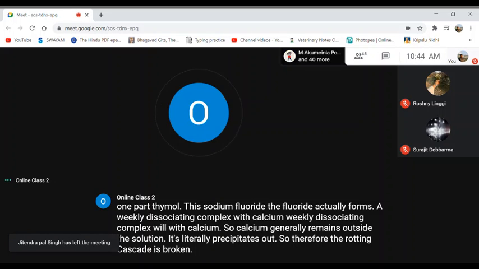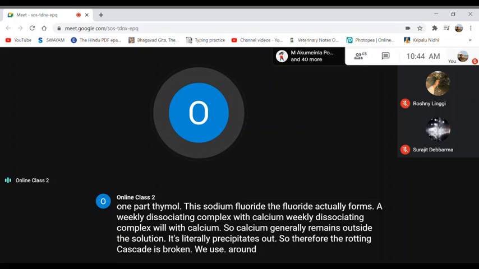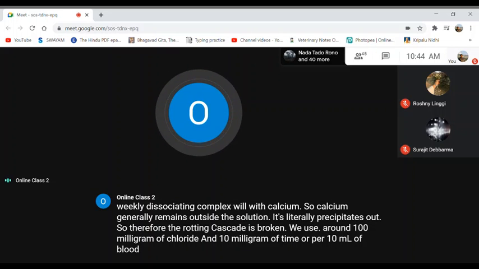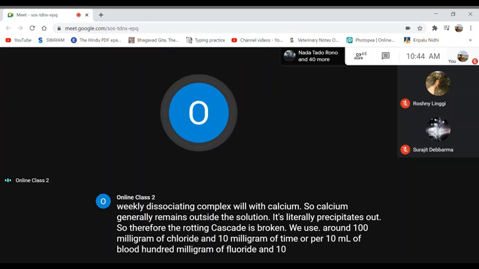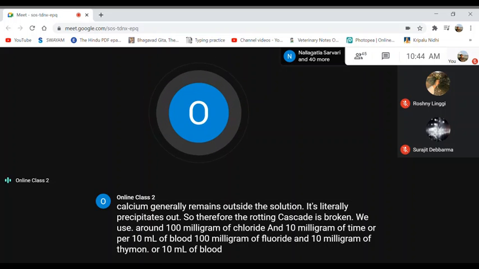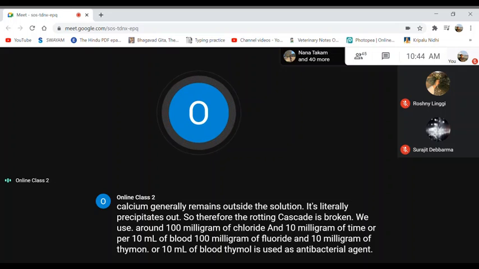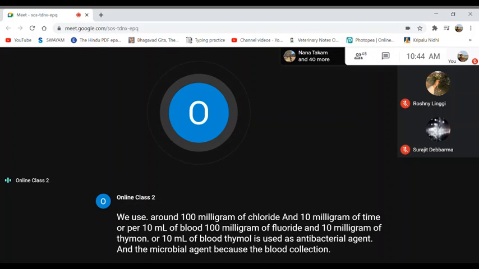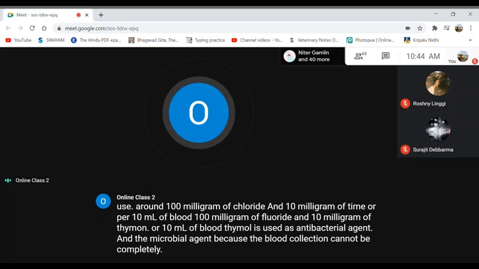We use around 100 milligram of fluoride and 10 milligram of thymol per 10 ml of blood. Thymol is used as an antibacterial, antimicrobial agent, because the blood collection cannot be completely aseptic.